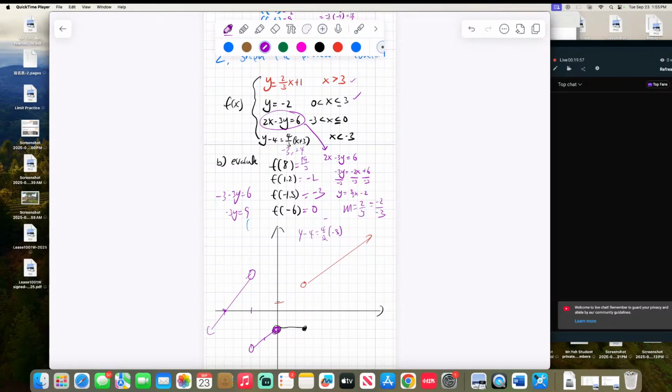It was a go down 4, left 3. Down 4, left 3. So I had a down 3, right, left 4. So do you see I passed the vertical line test the whole way? Yeah? Okay.